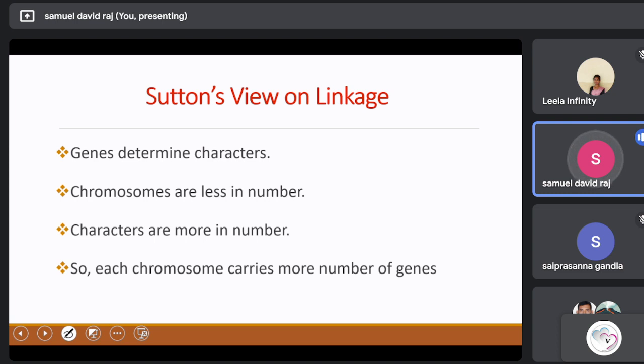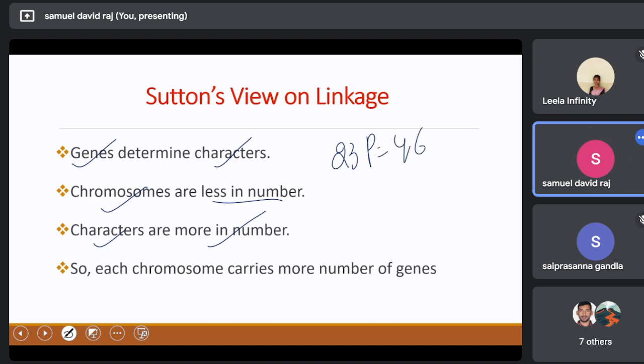And by his understanding of this, he found that genes are responsible for characters, okay, and characters are more in number. But we say that chromosomes are carrying characters, but the chromosomes are less in number. There are only 23 pairs of chromosomes. That means 46. But how many characters does one person have? He can have nearly 1,000 or 2,000 or 5,000 or 10,000 characters.